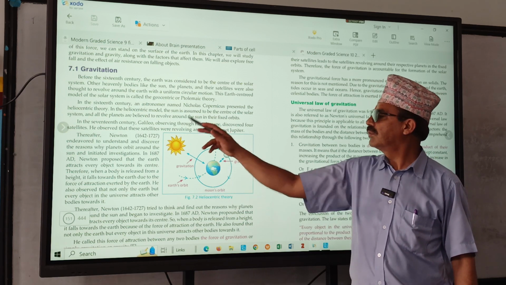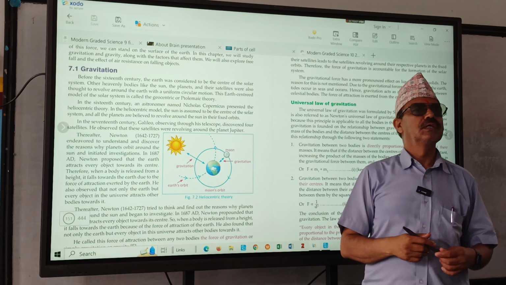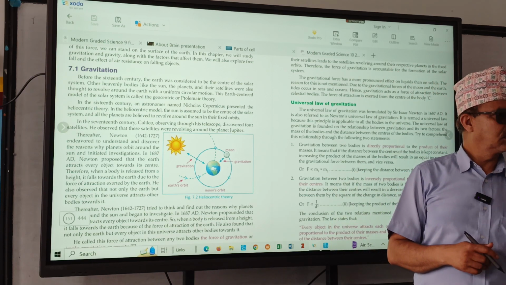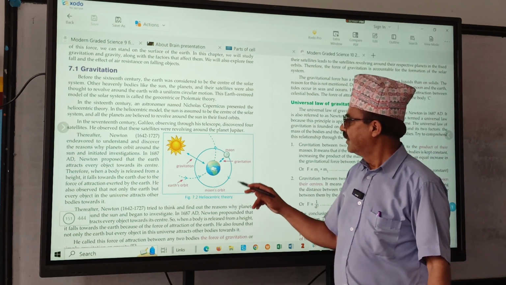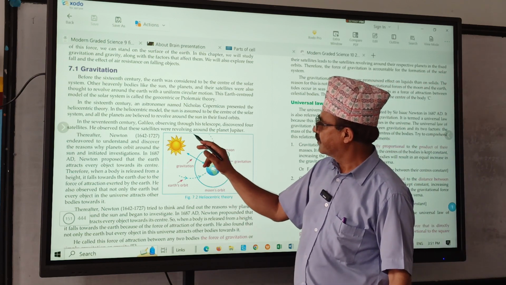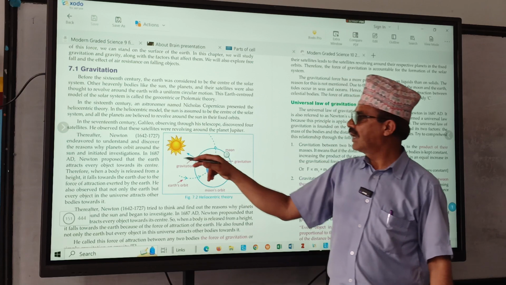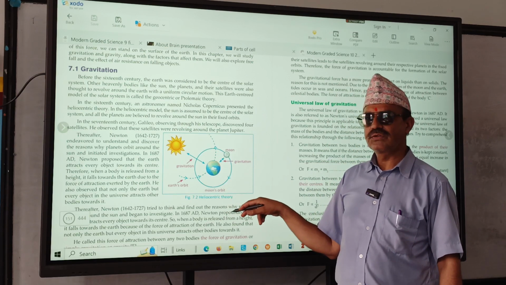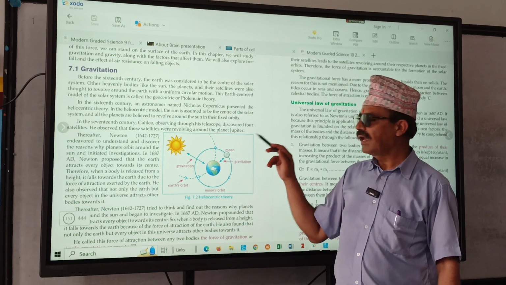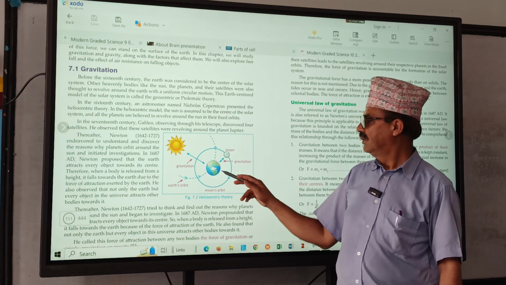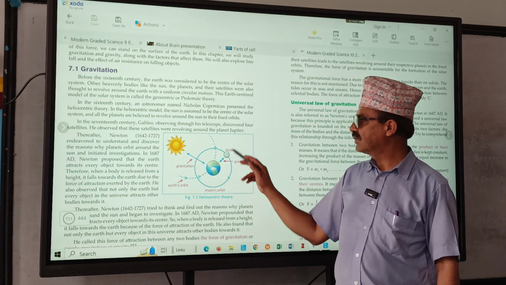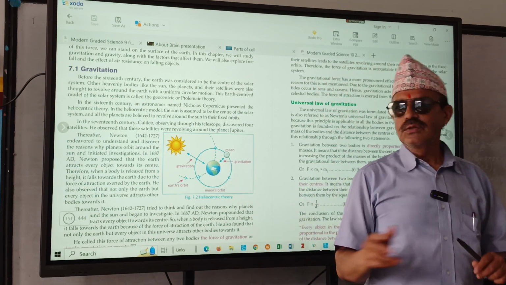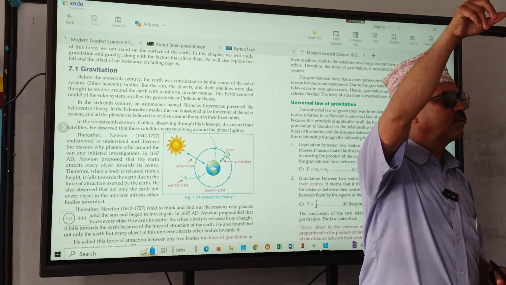The Earth revolves around the Sun because of force of gravitation. Gravitation, not gravity. I didn't say gravity, eh? Gravitation. And the belief that the Sun lies at the center and other heavenly bodies go around it, that is heliocentric theory. And another belief was there earlier. Earth lies at the center and other heavenly bodies revolve around it. Sometimes it seems true also, right? The bodies, they go around that.